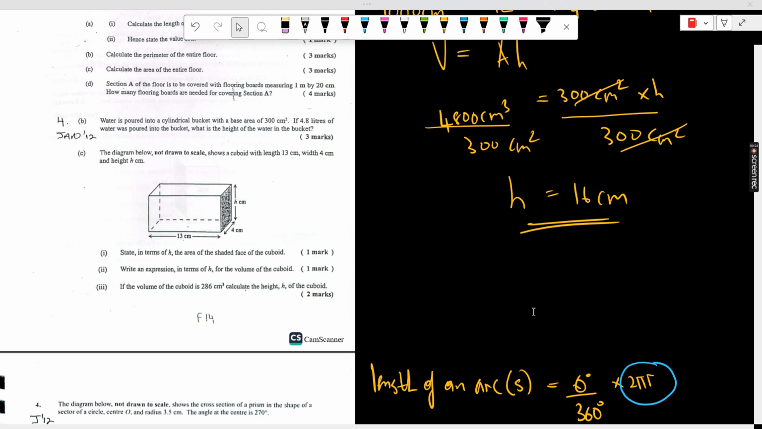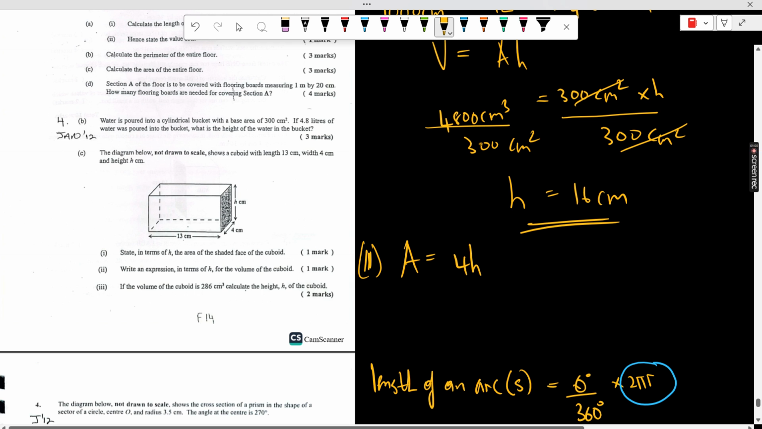So the shaded face of the cuboid has width 4 centimeters and height h. So what would be the expression for the area of the shaded face? Area is equal to width times height, so it's equal to 4 centimeters times h. For 1 mark, we could just write down A is equal to 4h, right?